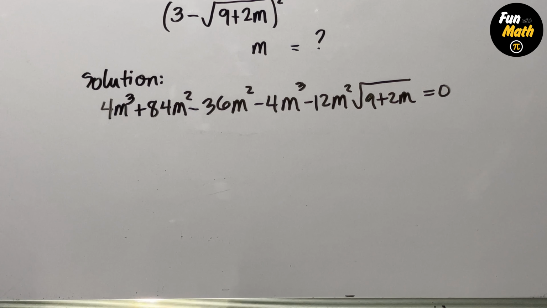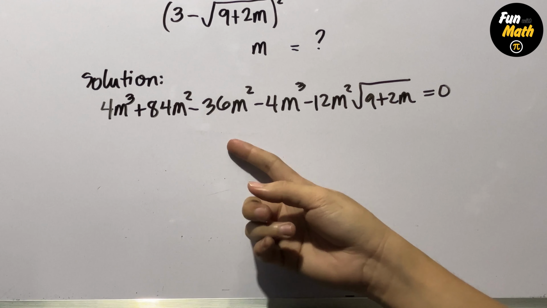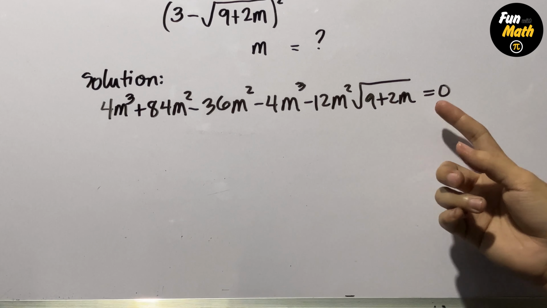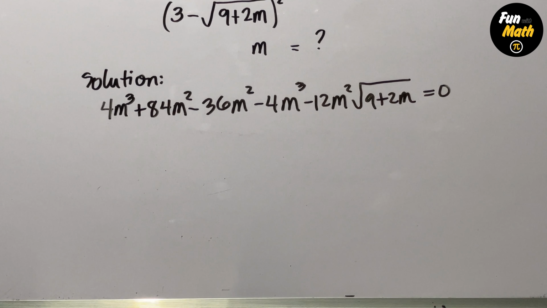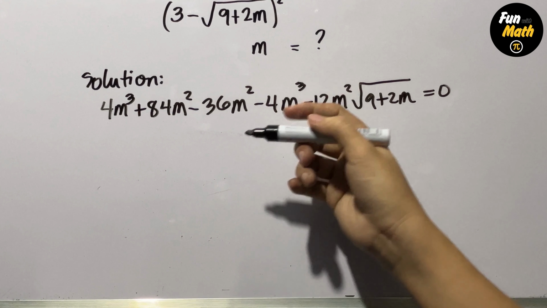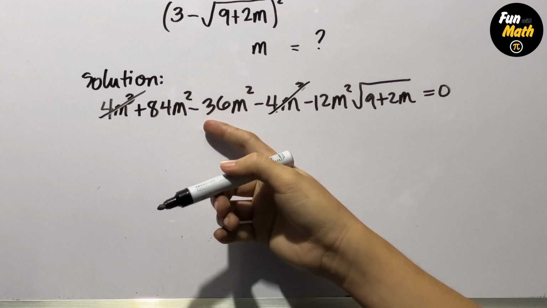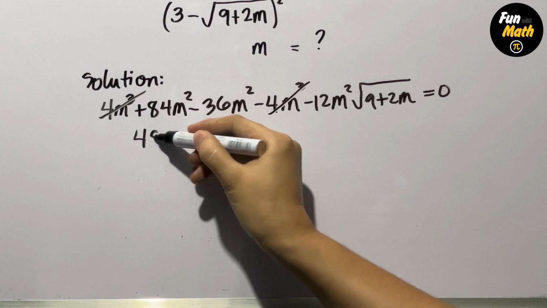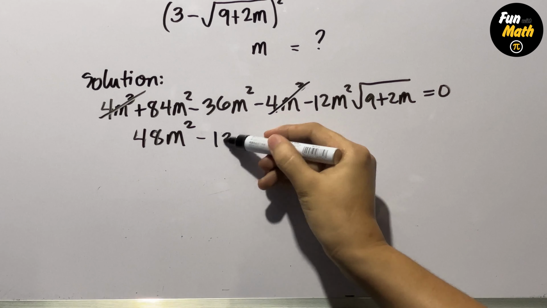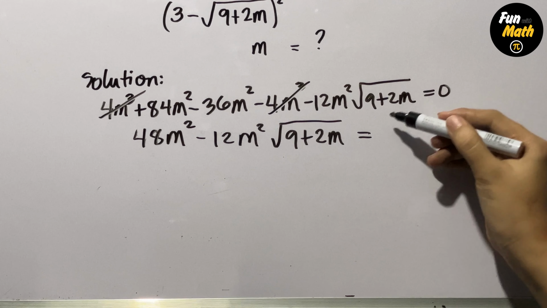And now, using the commutative property, this is now 4m cubed plus 84m squared minus 36m squared minus 4m cubed minus 12m squared square root of 9 plus 2m equals 0. Next thing to do is combining like terms. So we have 4m cubed minus 4m cubed, this is 0. Next, 84m squared minus 36m squared is equal to 48m squared. And then the remaining, copy minus 12m squared square root of 9 plus 2m equals 0.